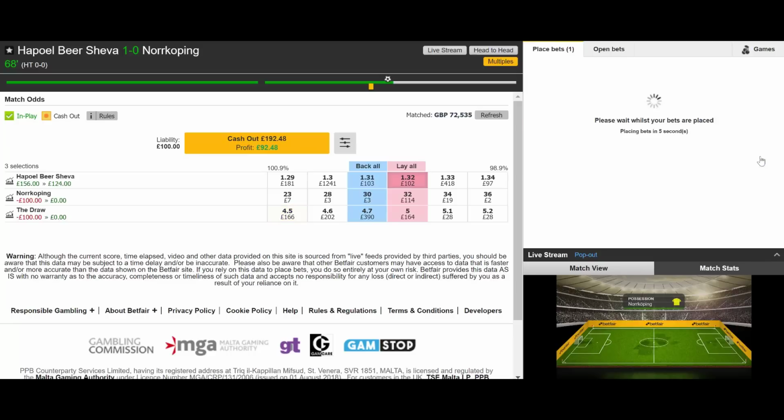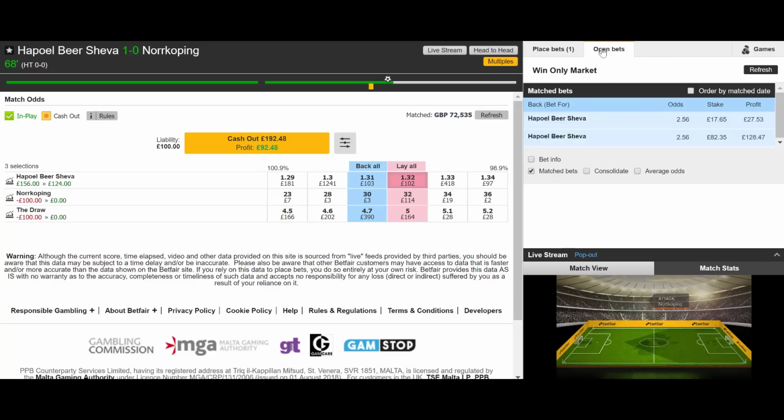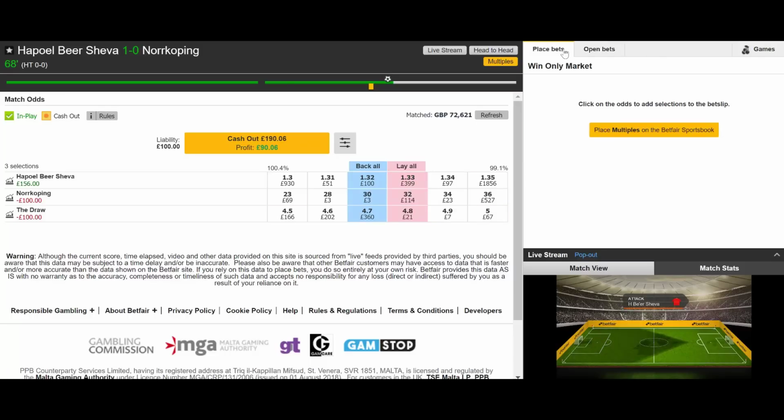But we could maximize our profit potential by just laying the home team with the same £100 stake here and removing all the risk from the trade, right? And that's going to leave us with £124 now of profit potential on the home team should they hold this result 1-0 and go on and win.